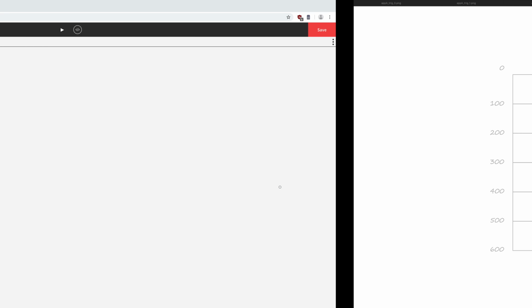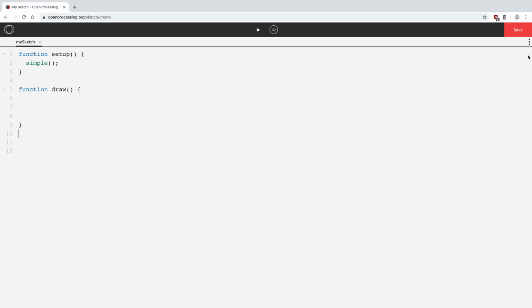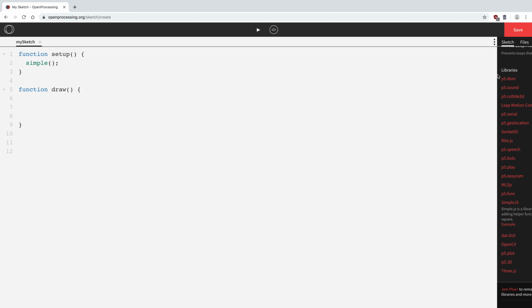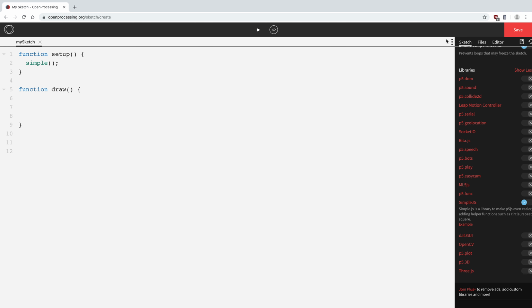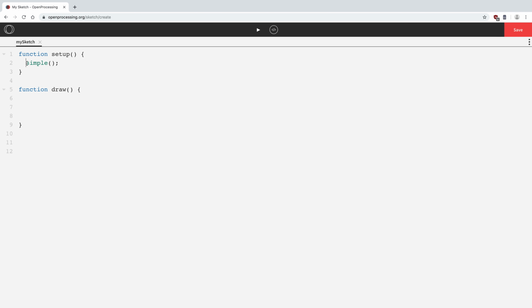Let's get coding. So I'm logged into Open Processing as usual. I've enabled my simple library, yep. And I've got simple enabled in my setup section, and I'm ready to code.